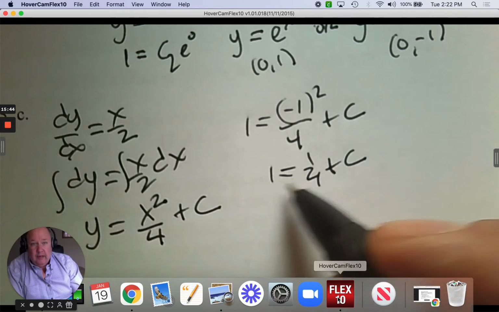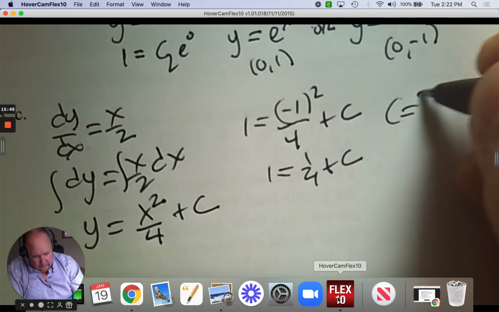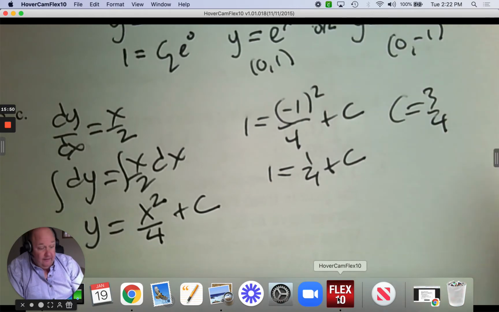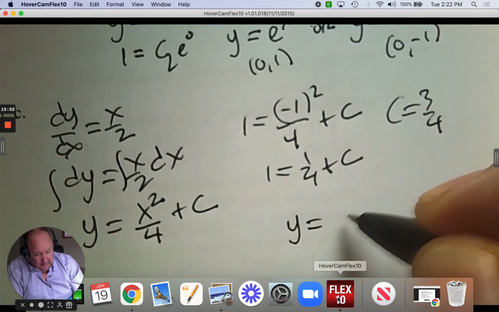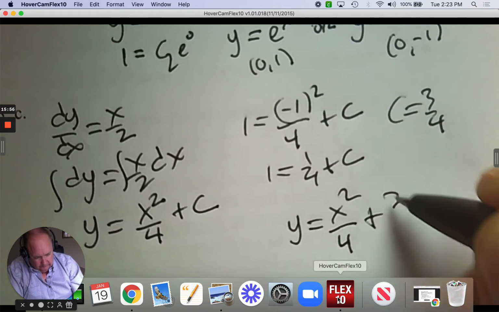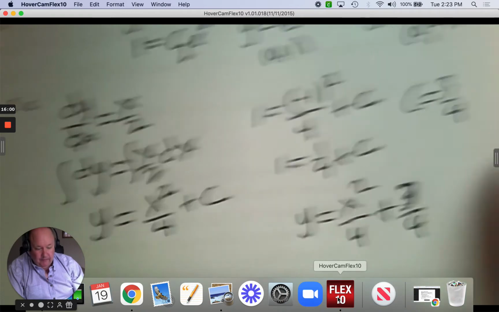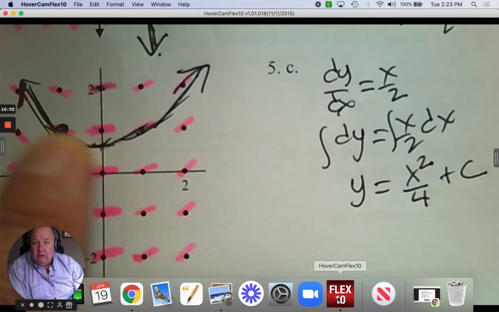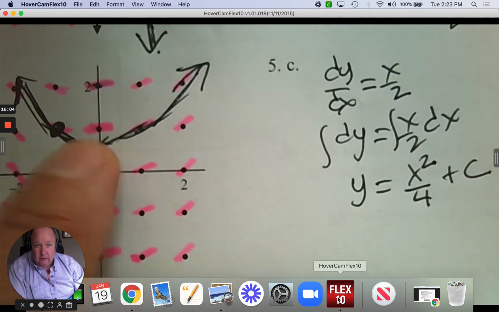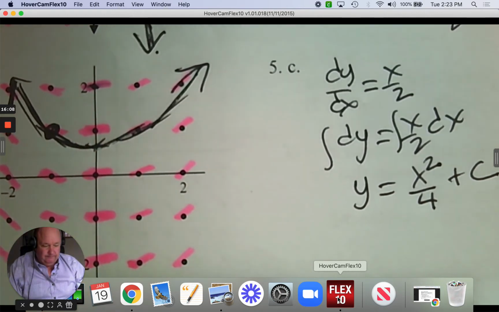So subtract a quarter. 1 take away a quarter is 3/4. You should know that. And then the equation would be y equals x squared over 4 plus 3/4. There it is. So it's just a parabola. So if you look here, it kind of looks like it goes through 3/4 would be where the vertex is. All right, number 6.